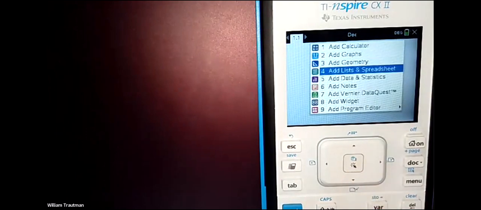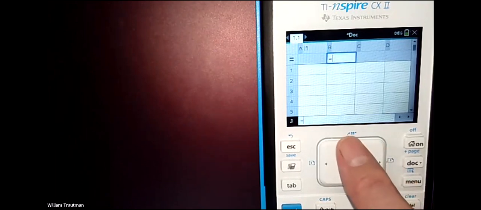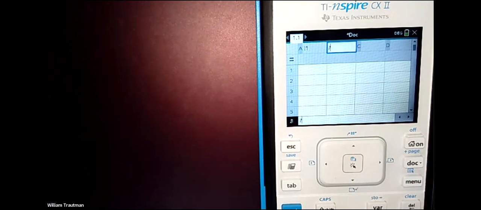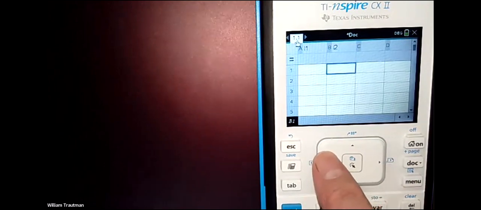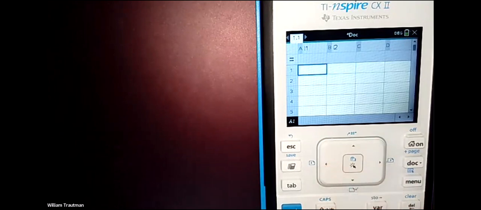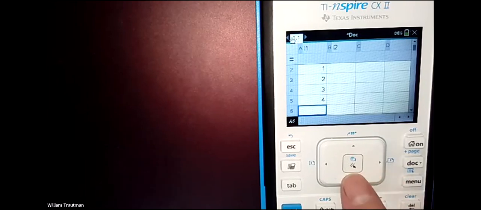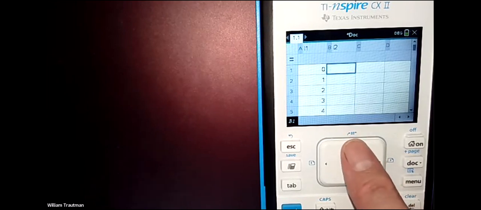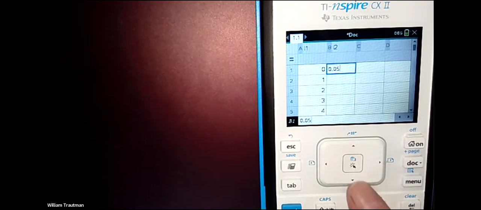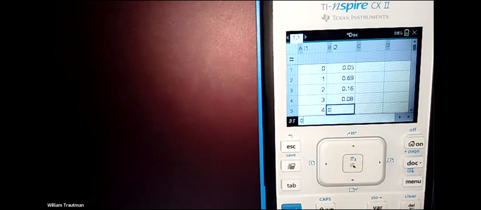And so we're going to type in our list. I'm going to put L1, and then in the next list, I'm going to type in L2. In L1, we just had the X values 0, 1, 2, 3, and 4. And here we had 0, 0.05, 0.69, 0.16, 0.08, and 0.02.